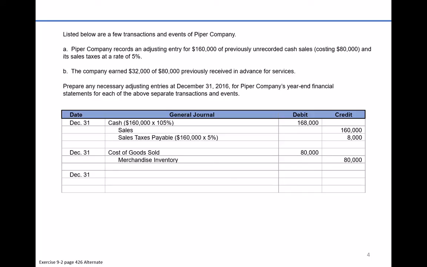$32,000 is becoming earned. So the liability account unearned revenue would have an $80,000 credit balance. We want that to go down by $32,000. So what are we going to give unearned revenue? A debit entry for $32,000. And that amount that we've debited from unearned revenue is going to become earned revenue now, in the amount of $32,000. And that's to record the revenue earned for Piper Company.